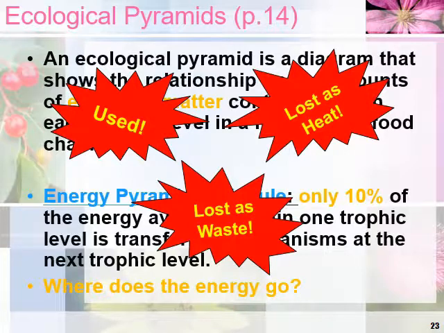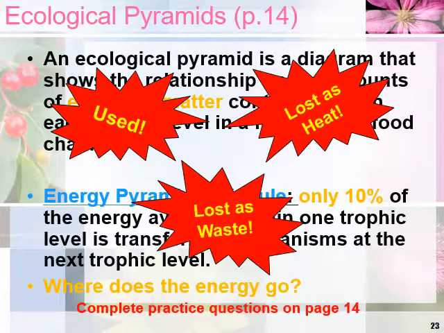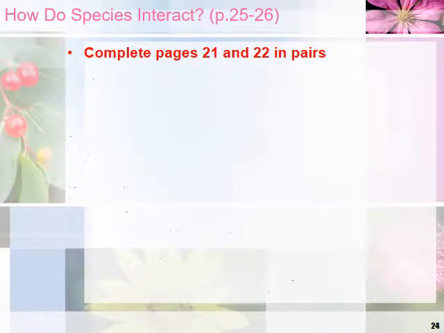And when it gets broken down by the decomposers, that energy does help the decomposer stay alive, but ultimately it's wasted in our food chain because it's not moving up to the next trophic level. So all three of these ideas, lost as waste, lost as heat, are being used. Those are all reasons for why we have the 10% rule and that 90% of the energy is going to be lost as we go from one trophic level to the next.